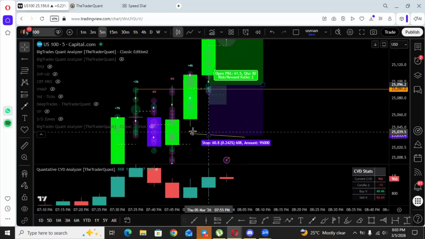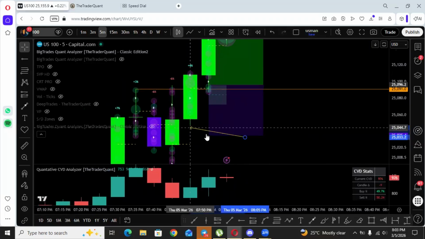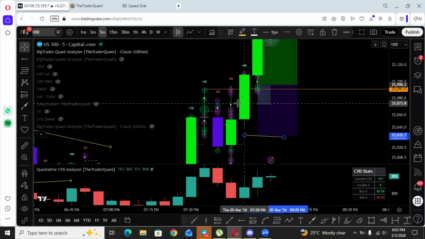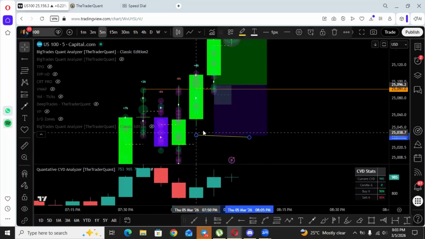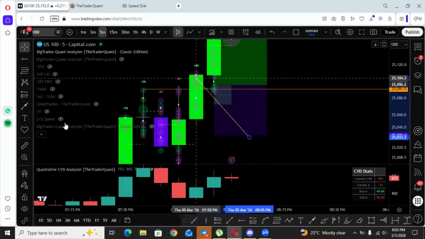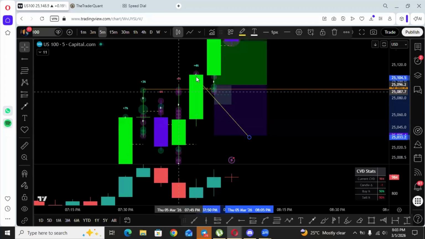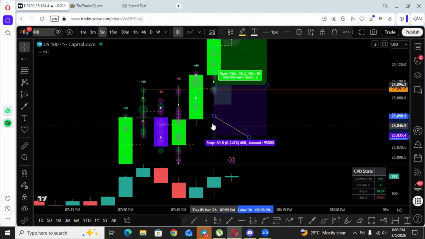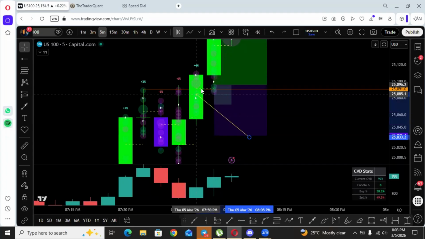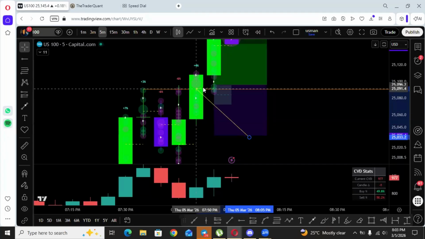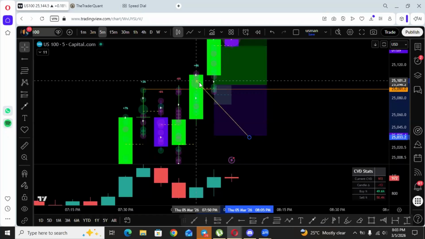I am teaching you so that you can learn how these things make sense. But when this breakout happened, what can you see in this breakout? Can you see this big bubble in this breakout? Tell me yes or no. Can you see this big bubble inside the candle? There is a big bubble inside the candle. What does that mean?